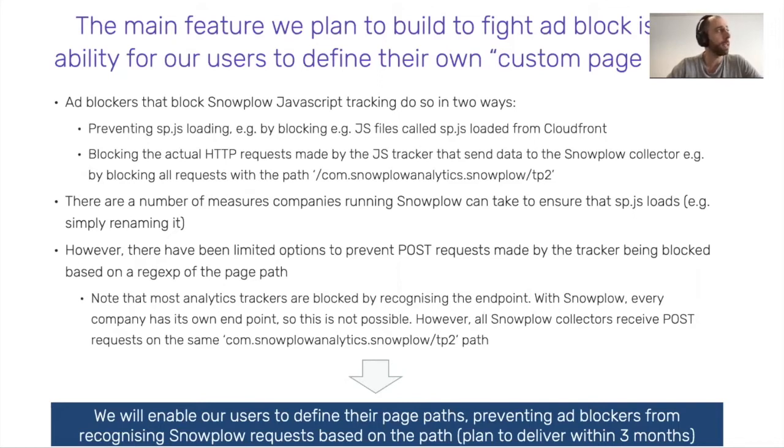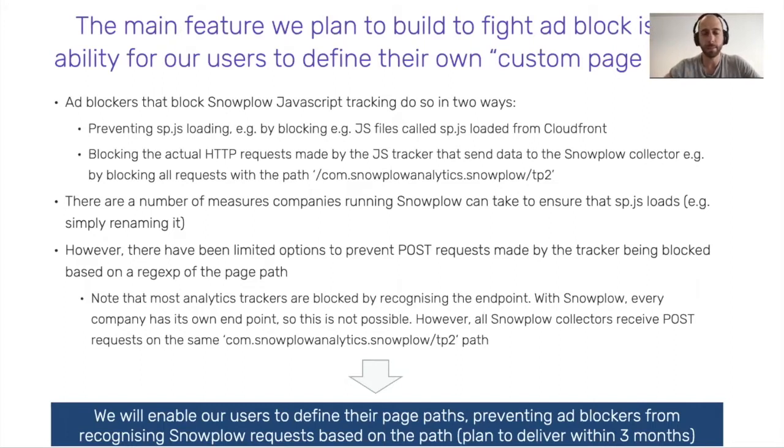And the idea there is simply to enable each of our users to define their own page path. So you'll be able to configure your Snowplow pipeline to accept requests from your JavaScript tracker on any path you choose. So it can be /com.mycompany or anything else.